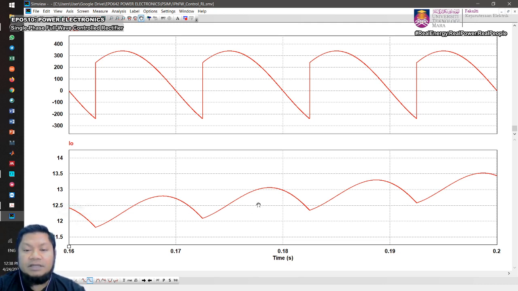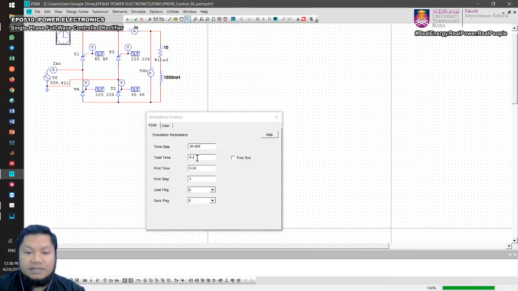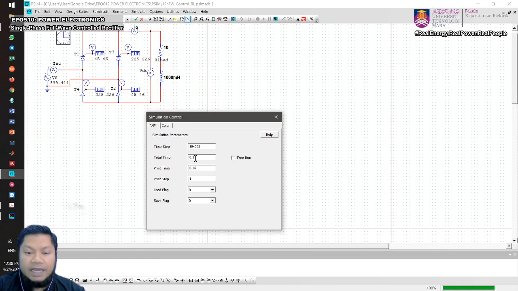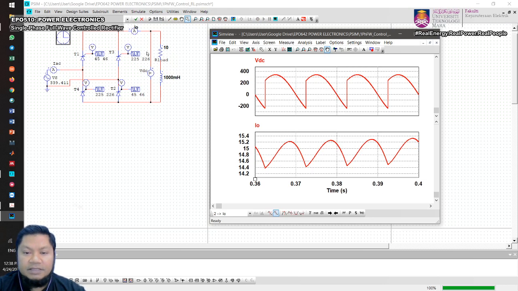So this circuit cannot be analyzed because I stopped at 0.2. So I must actually increase the duration of time. So I must increase this value, total time. And so I'm going to add another 10 cycles. I'm going to stop at 0.4. Now I'm going to change that 0.36 to get the last two cycles. Now I'm going to simulate again. Still climbing, isn't it? So you still have a climbing current.